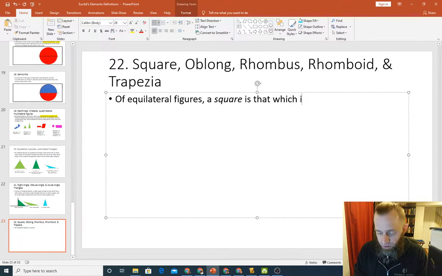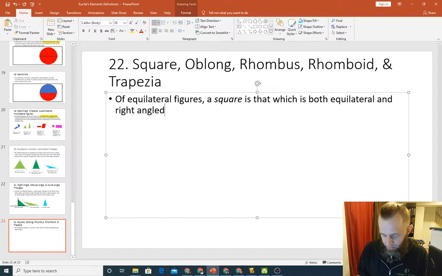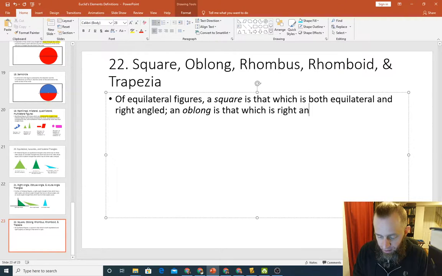A square is that which is both equilateral and right angled; an oblong is that which is right angled but not equilateral. Stick with me here.